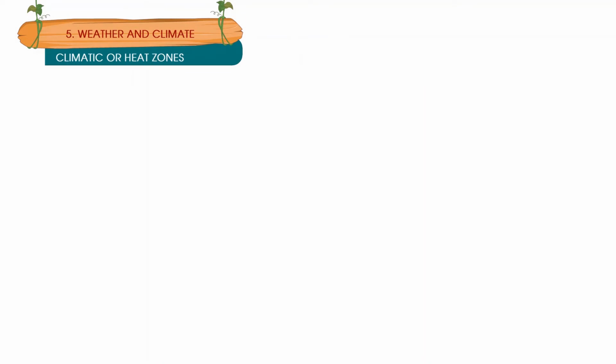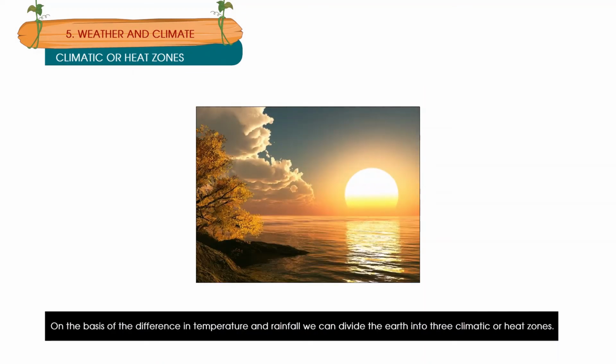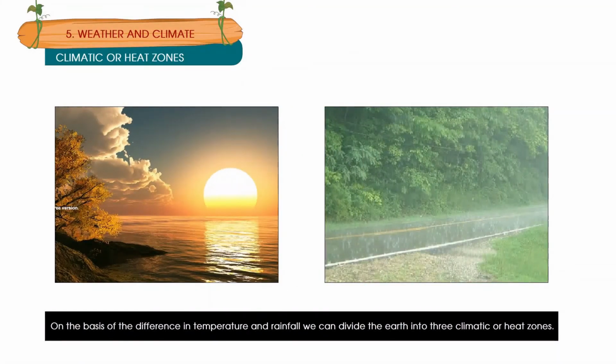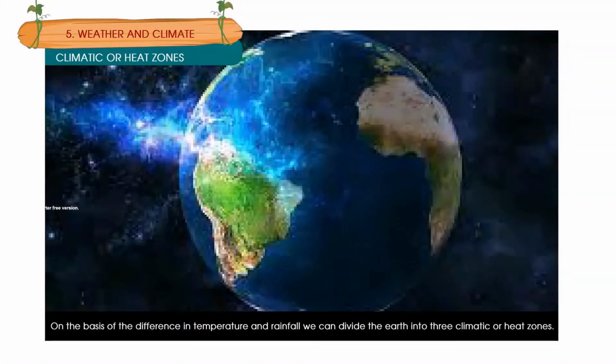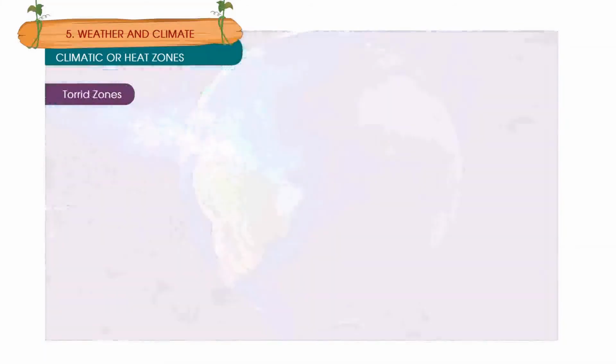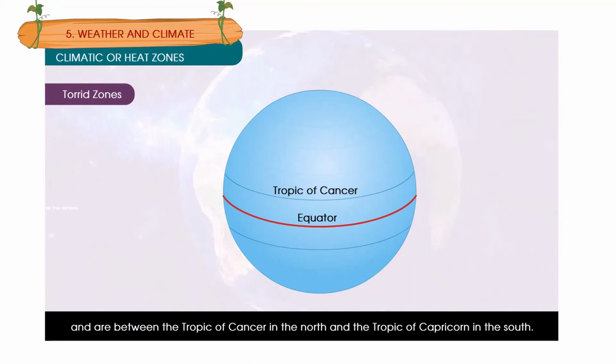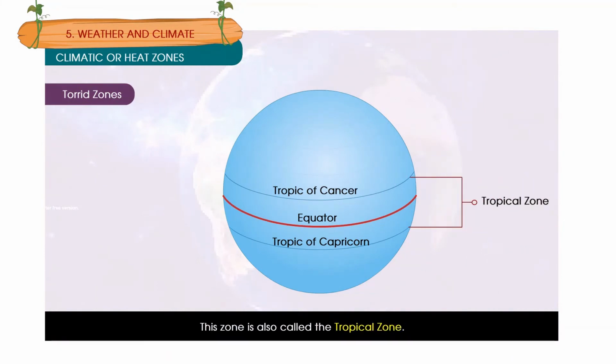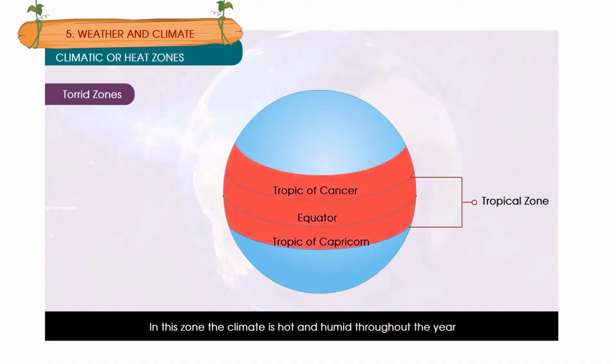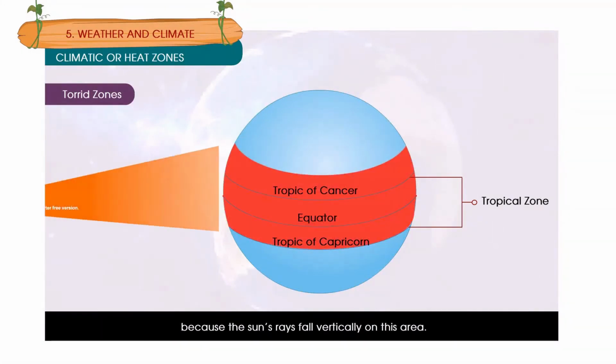Climatic or heat zones. On the basis of difference in temperature and rainfall, we can divide the earth into three climatic or heat zones. Torrid zone. The torrid zone lies on both sides of the equator and is between the Tropic of Cancer in the north and the Tropic of Capricorn in the south. This zone is also called the tropical zone. In this zone, the climate is hot and humid throughout the year because the sun's rays fall vertically on this area.